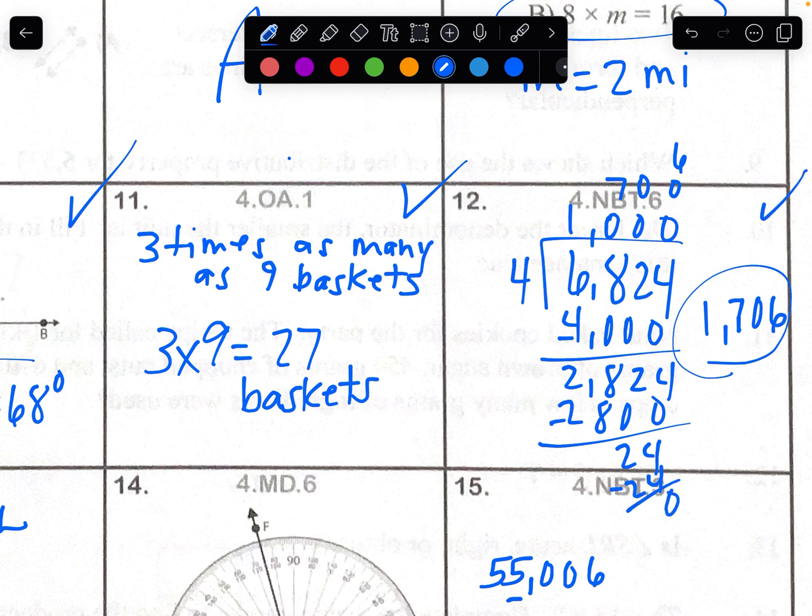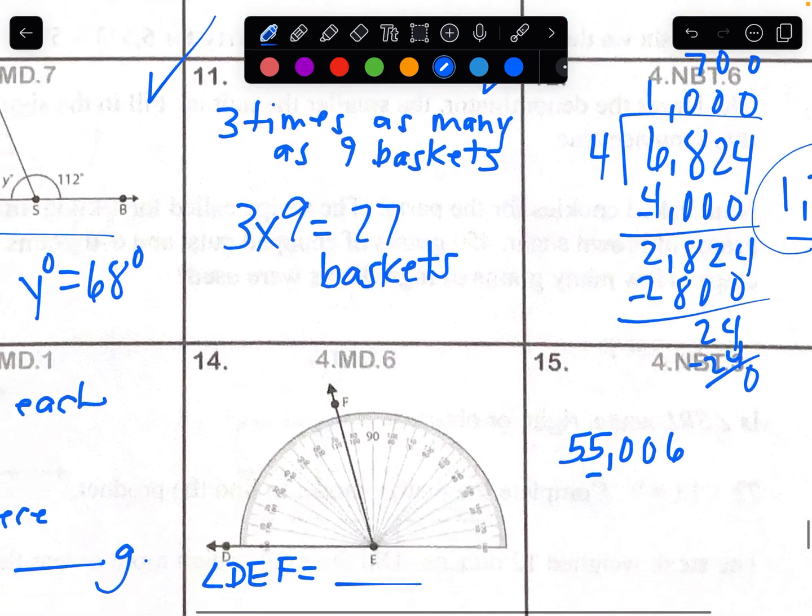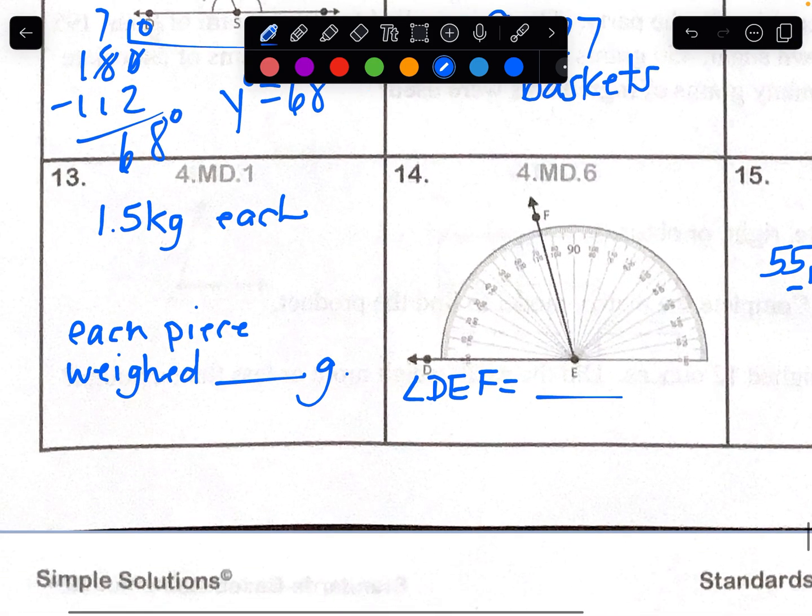All right, 13. 1.5 kilograms. They're cutting fudge. Each piece is that much. They want to know how many each piece weigh in grams, which is 1,500 grams of fudge for each piece.